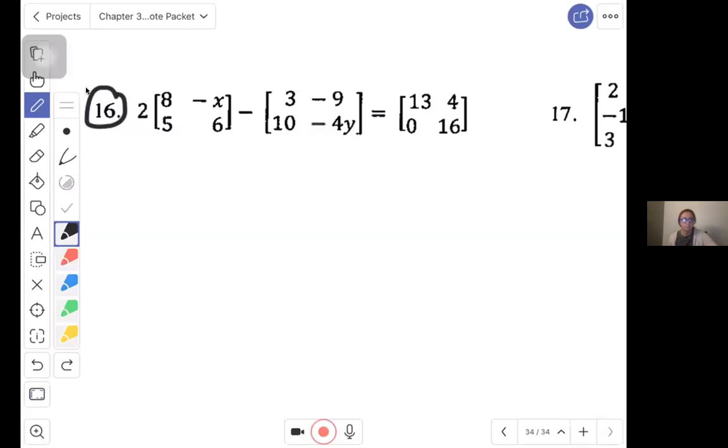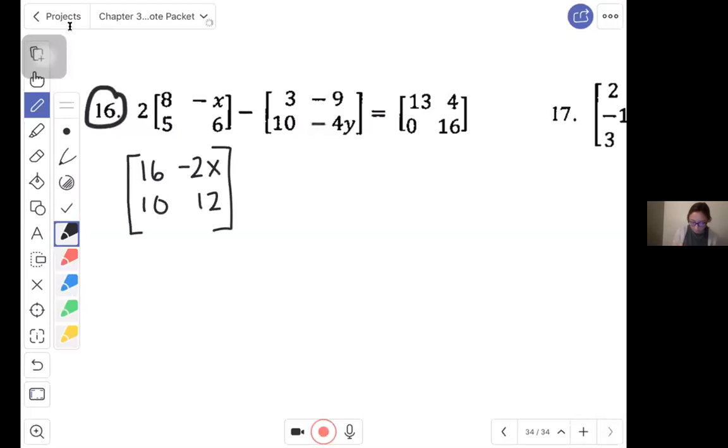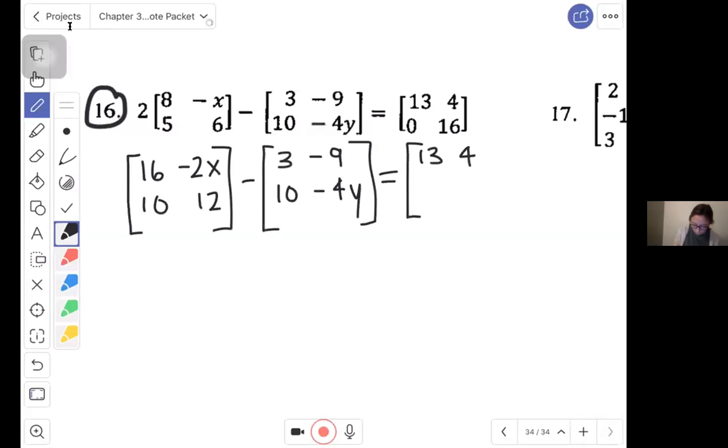Ava R. The first thing you should do is multiply the 2 into the first matrix. Yeah, so then what will that give us? 16, negative 2x, 10, and 12. Perfect. We have that scalar out front. We're just multiplying it to each number. Then I'm just going to rewrite. So we have two variables here. What two equations should we set up to solve for those x and y's?